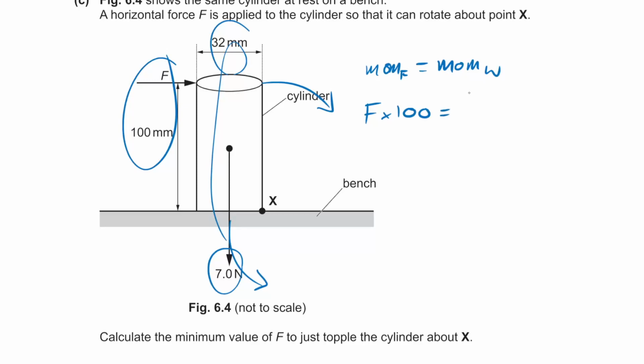So F times 100 is equal to 7 times, it's going to be half that, so that's just 16 mil there. So there we go. So just putting 100 over there instead, and we end up with 1.12 newtons. 2 sig figs, that's 1.1 newtons.